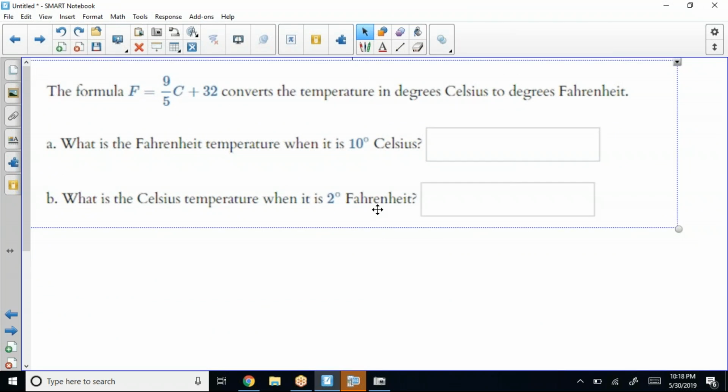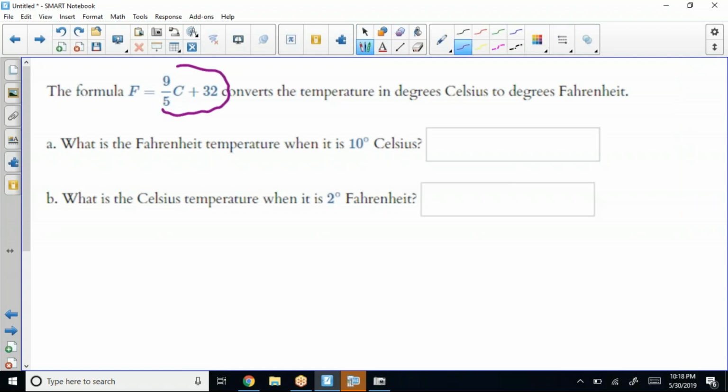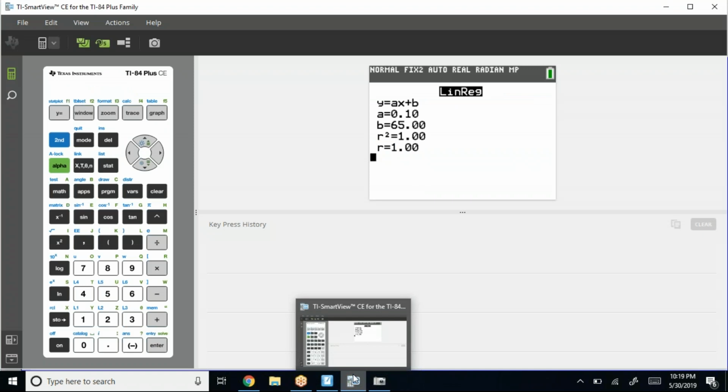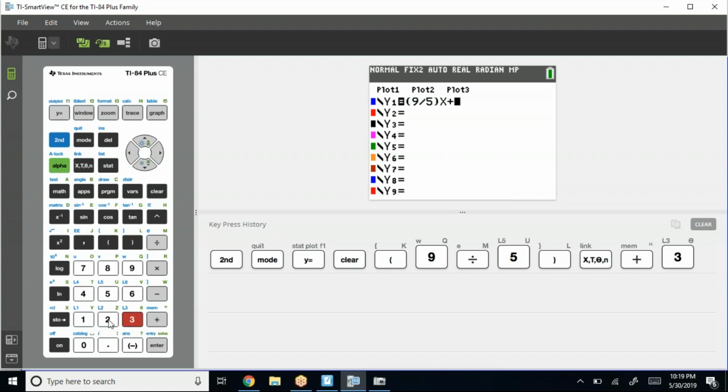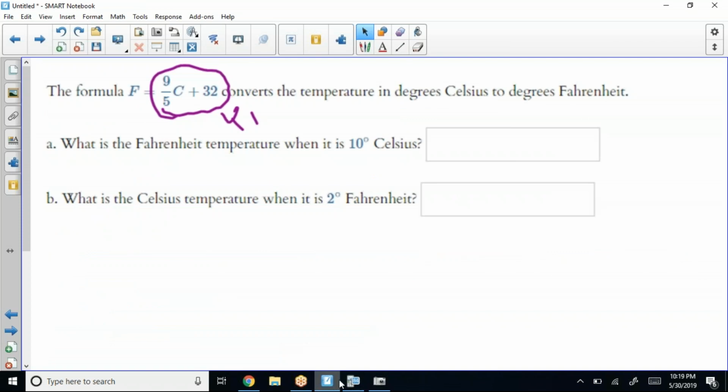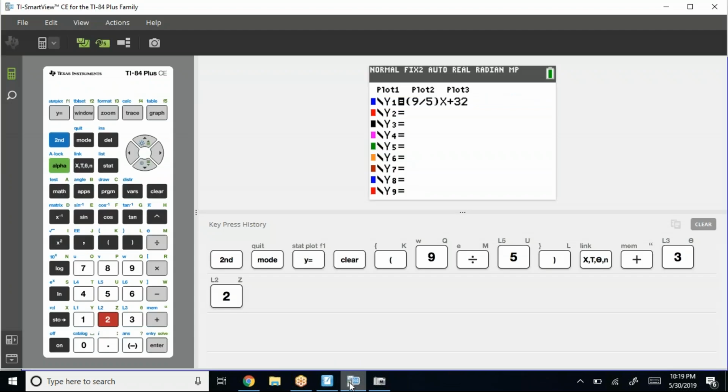So, all right. The first thing we're going to do is type this equation right here, this part, into Y1. So I'm going to my calculator. Let me get out of this. I'm going to go Y equals. I'm going to clear that. Right, so I'm going to go parentheses 9 divided by 5, close parentheses, hit X plus 32. That should be it. Okay, so that's Celsius, that's the input. So I've got my equation in Y1. Any questions about how to do that?